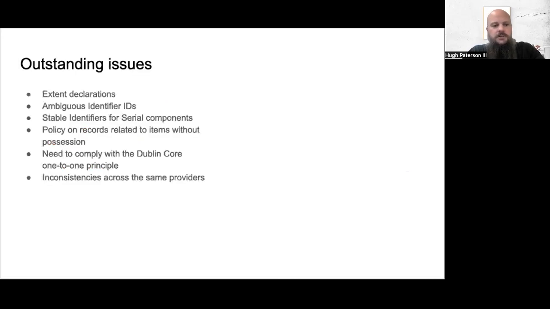So the outstanding issues are extent declarations, ambiguous identifiers, and stable identifiers for serial components for journals. We should think about whether OLAC should just provide some stable identifiers for serials, for the entire journal series. There's also a policy on records related to items without possession. If I don't have it in my holdings, but I'm referencing it, what kind of guidance can we provide data providers for that?